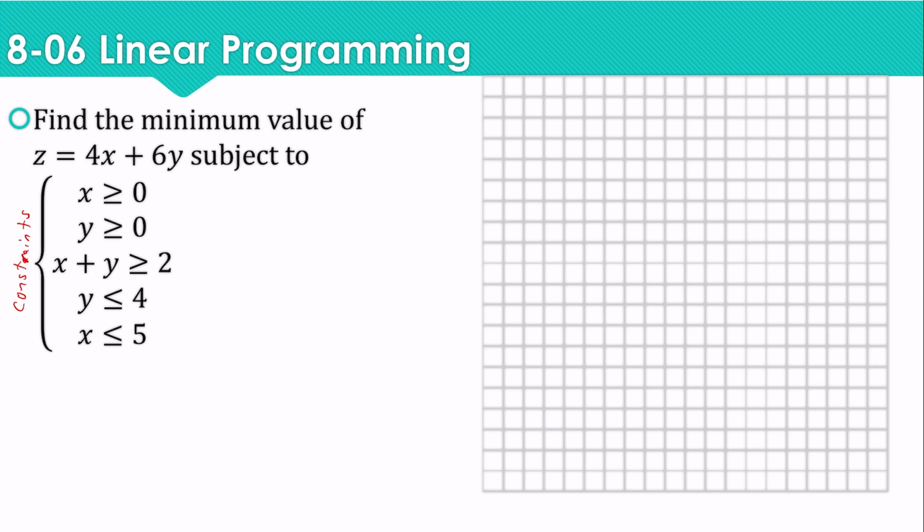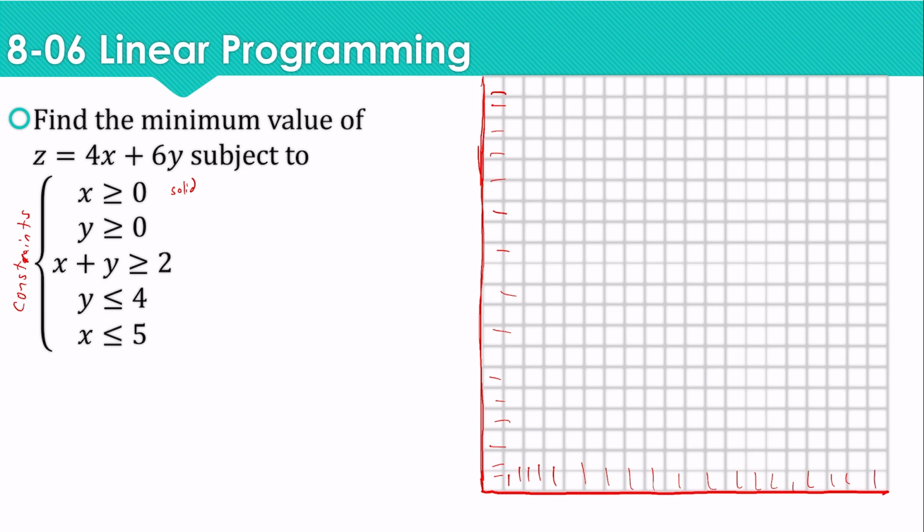So x is greater than or equal to 0, so that means it is a solid line. X equals 0 is a vertical solid line. And we want it to be greater than 0, so it'll be where the x's are bigger. The second one, y is greater than or equal to 0, so that's a horizontal line. And we're shading above that because y is greater than.